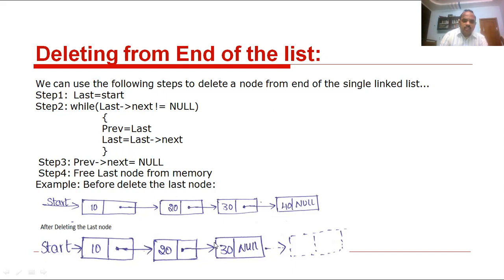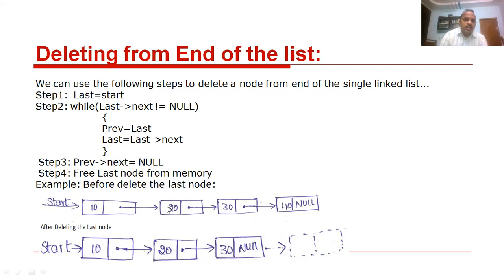Here this one is the previous node. Previous to next equal to null. Then simply this link is disconnected. I mean here 40 is removed. This is the previous node, previous to next equal to null.